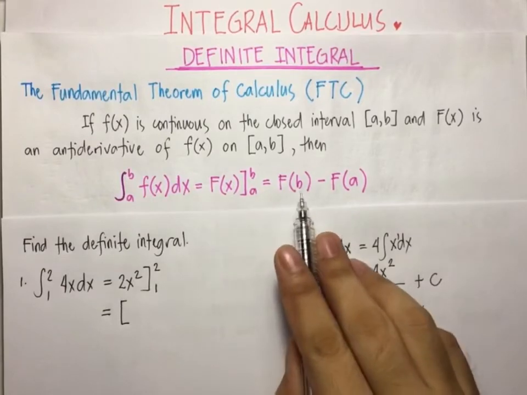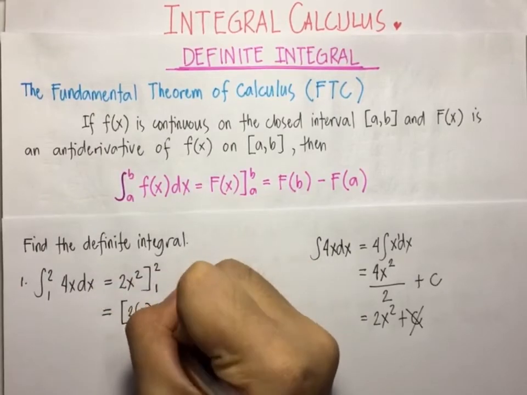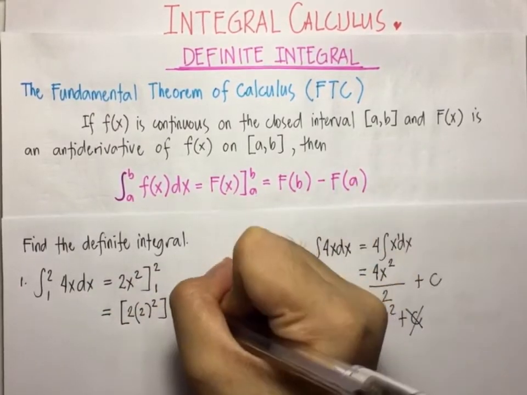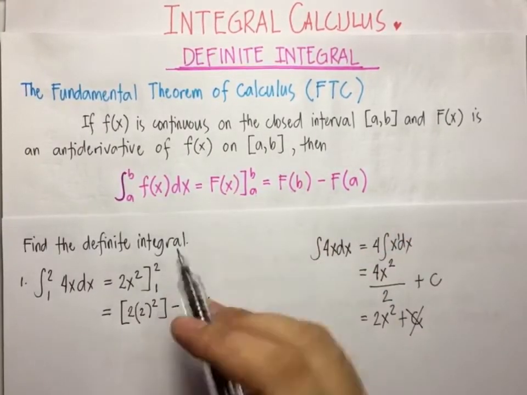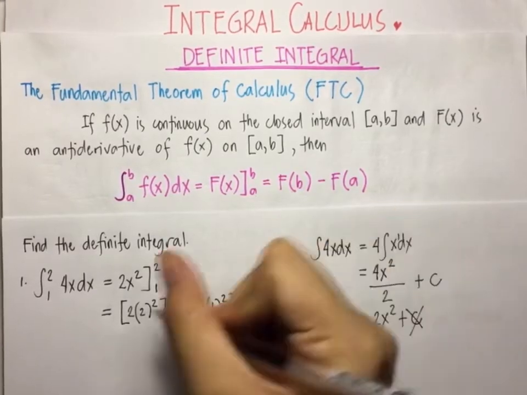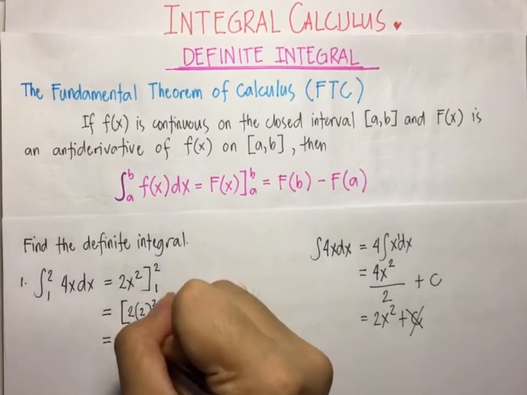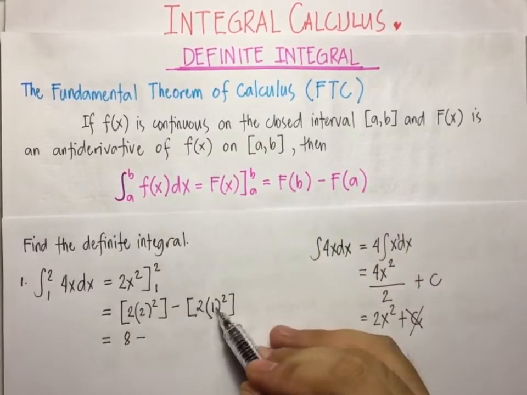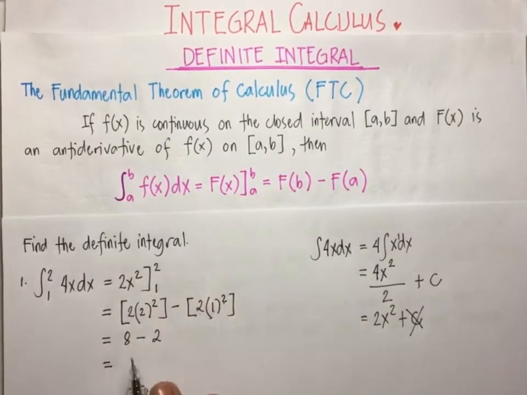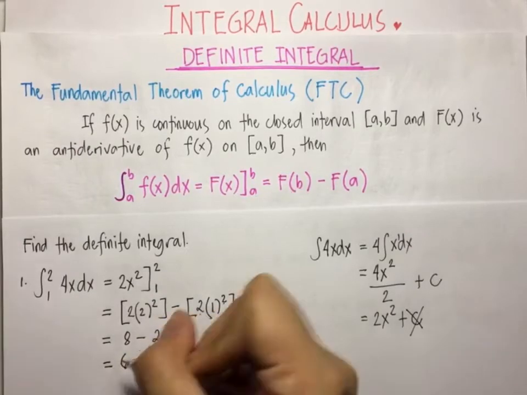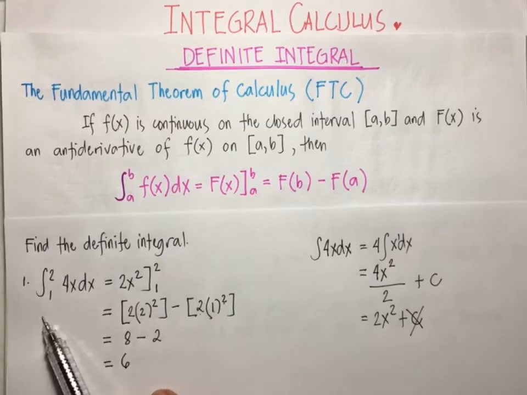So replace x with the value of b first. So 2 times our b is 2 raised to 2, minus, replace now x with the value of a, which is 1. Then simplify. 2 raised to 2 is 4, times 2 is 8, minus 1 raised to 2 is 1, times 2 is 2. And this is equal to 8 minus 2, which is 6. And that's the definite integral of 4x dx from 1 to 2.